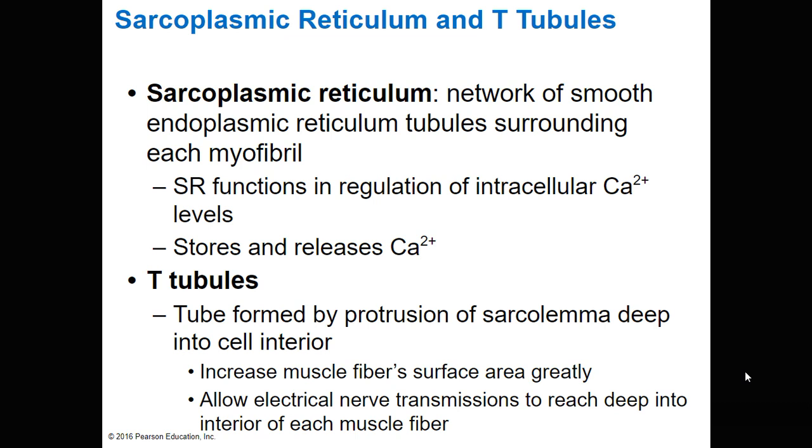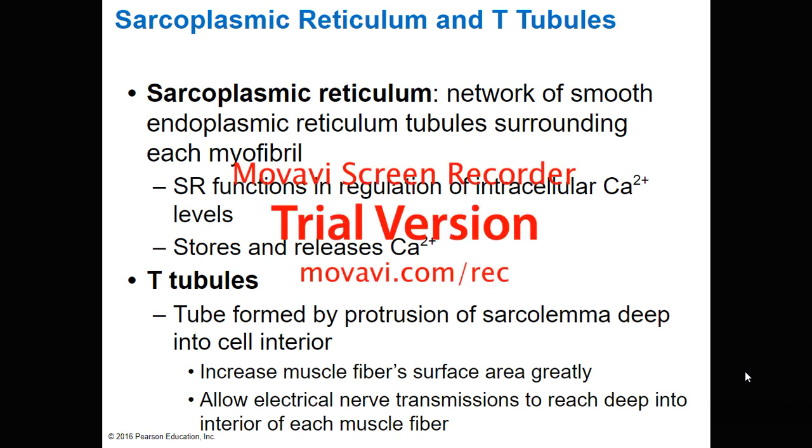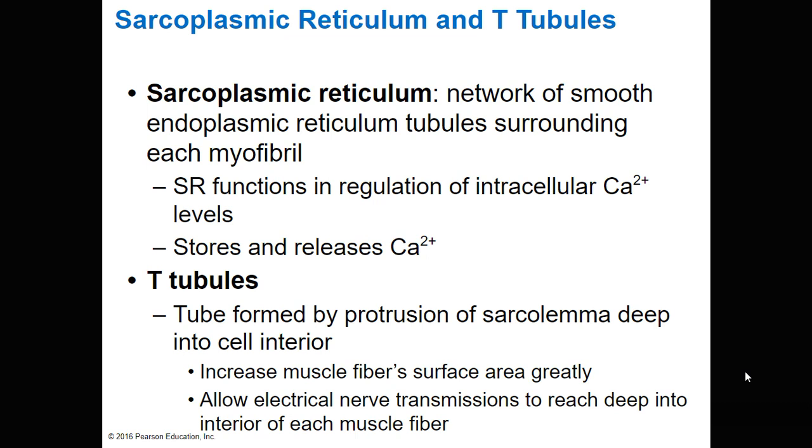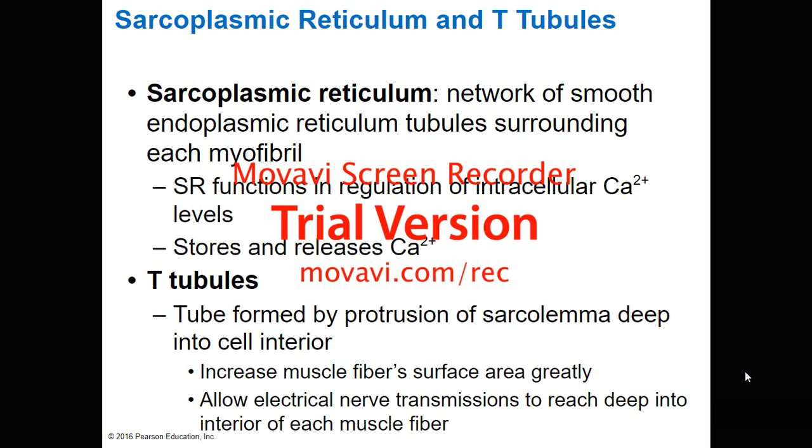The T tubules are just protrusions of the sarcolemma, which is the plasma membrane of the muscle cell, the muscle fiber, deep into the cell interior. So it increases the muscle fiber surface area greatly, and it allows the electrical nerve signal to reach deep into the interior of each muscle fiber.